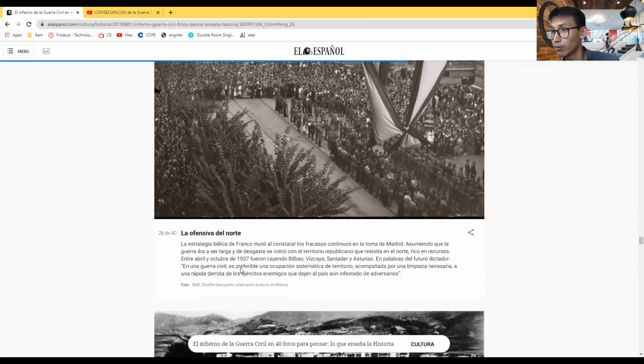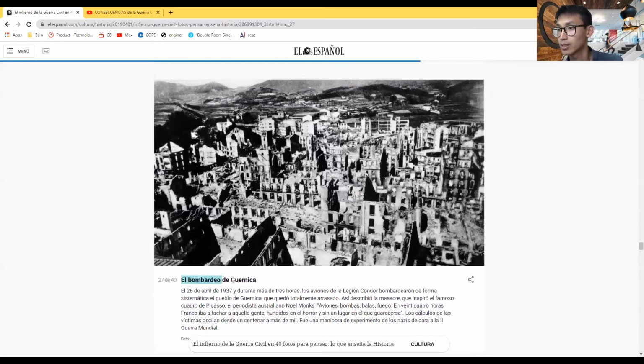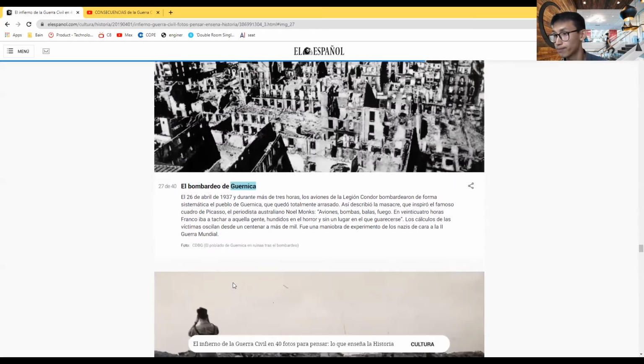And then there might be one more that I want to show you. Yeah, so this one is where Picasso painted the painting on. It was the bombing of a city in northern Spain called Guernica.